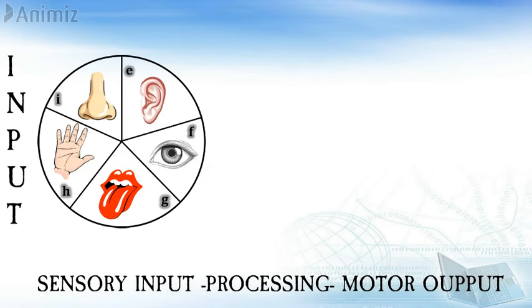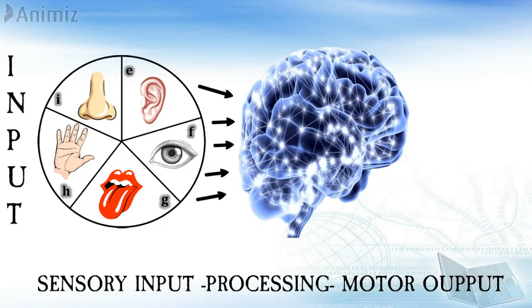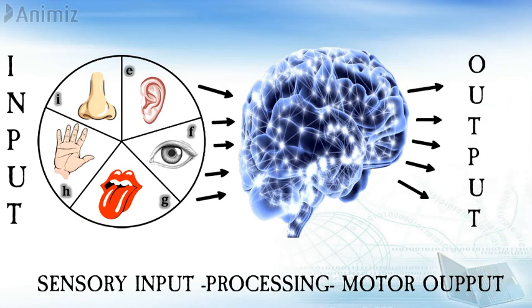Recap: the nervous system has three important functions. It receives sensory input from various organs, and all the processing, interpretation and integration occurs in the CNS, and it sends the motor output to the target organ.